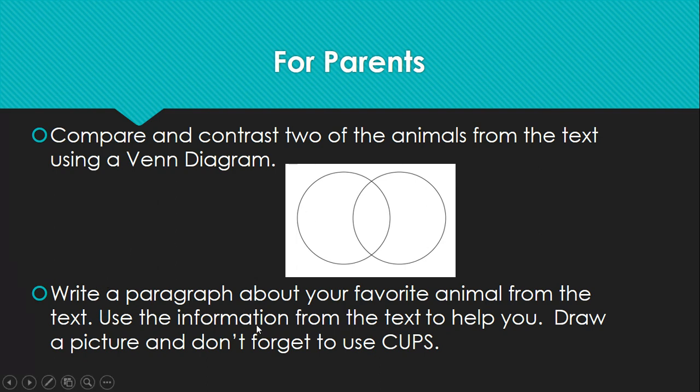You could also write a paragraph about your favorite animal from the text. Use the information from the text to help you. Draw a picture and don't forget to use capital letters. Make sure that your sentences make sense. Punctuation and your spelling and your spaces.